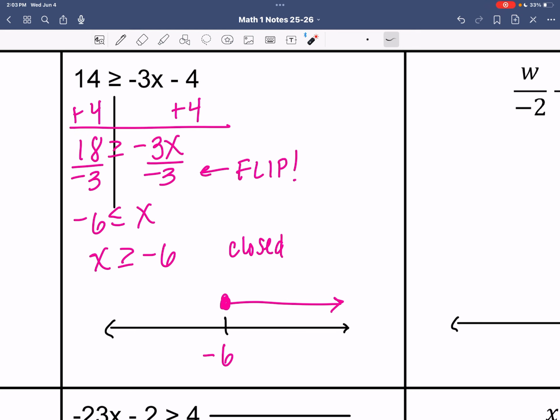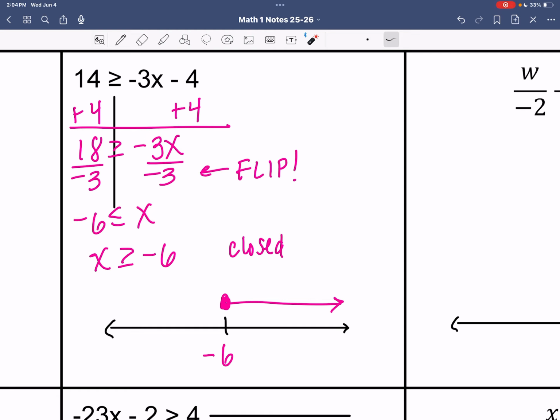So now we need to move the -3 over here, and since this is -3 times x, you have to divide both sides by -3. Now, since we divided by -3, you have to flip your sign. So now your sign is this direction, and 18 divided by -3 is -6. That simplifies to give you positive x.